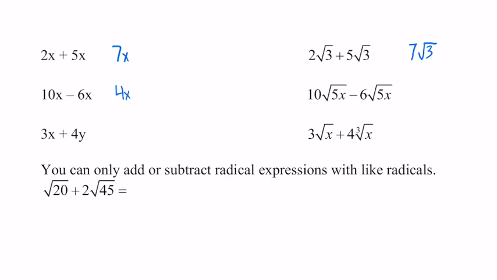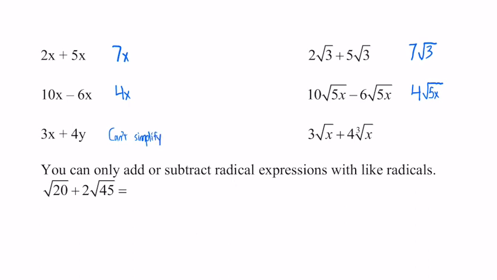The same thing with 10 square root of 5x minus 6 square root of 5x. We leave the root part alone and add or subtract, in this case subtract 10 minus 6 out front, and 4 square root of 5x would be our result. If we have 3x plus 4y, this is an expression that we can't simplify because those are not like terms. They have different variable parts.